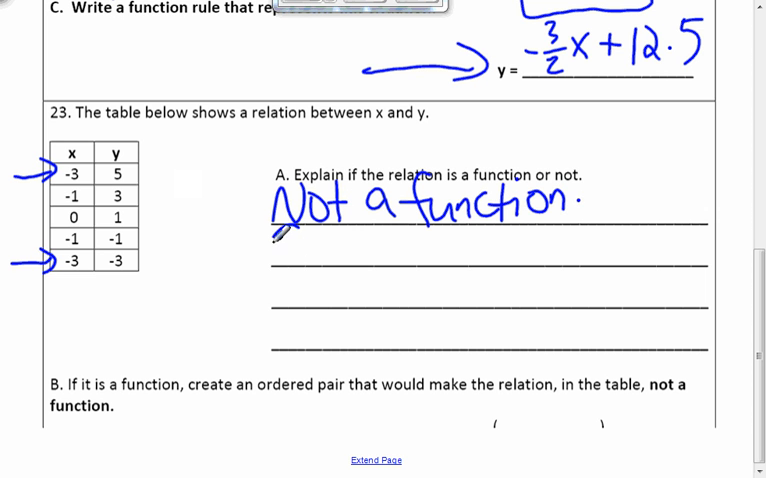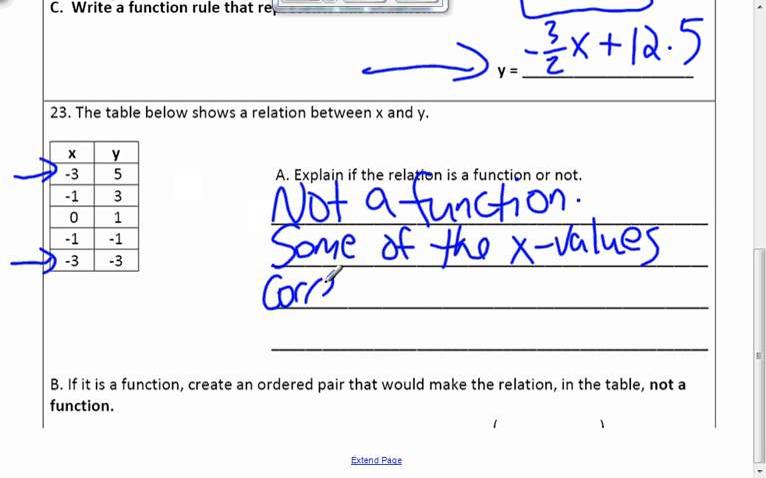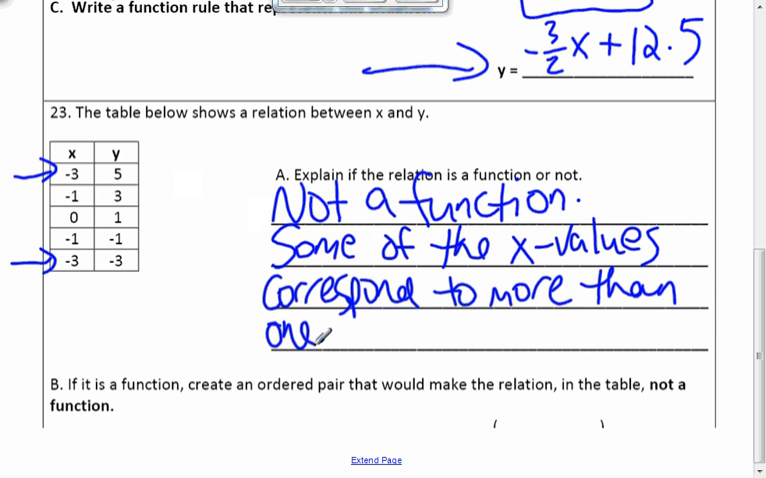And you can write something like some of the x values correspond to more than one y value. If it is a function, well, we can stop there. It's not a function, so you can't do part B.